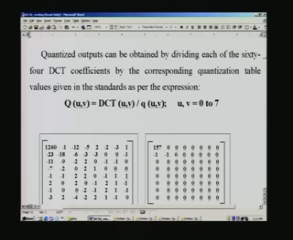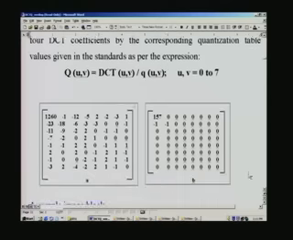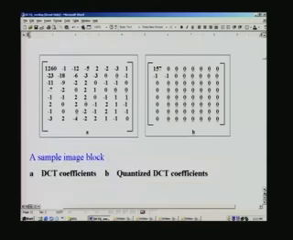So, for example, if you evaluate the DCT for one sample block here, and you get a 1260 DCT value here, and if you divide this by 8, which is one of the values of the quantization matrix table, you get 157. This is after rounding off. So, this is what is called a quantized output.